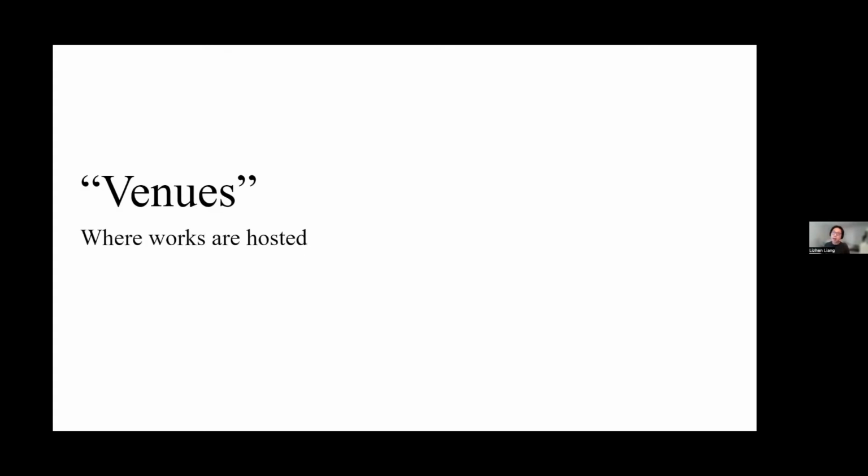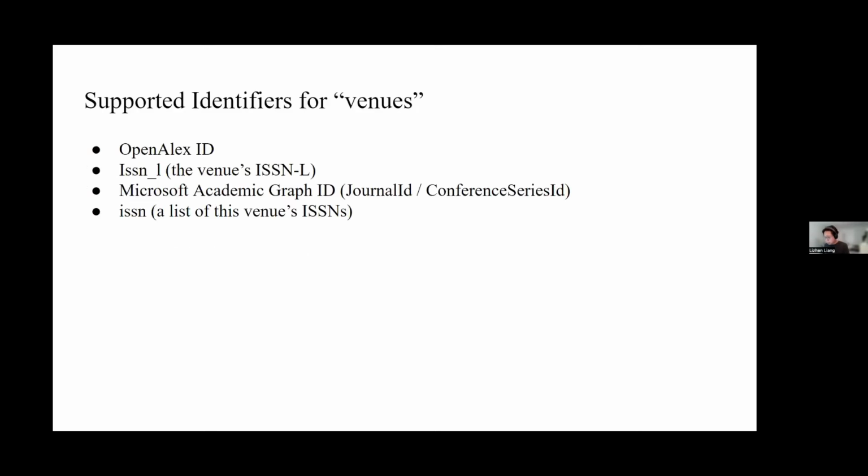In many other scientific databases, they usually have journals alongside conferences. But in OpenAlex, they have venues including journals and conferences, and also many paper repositories such as arXiv. They also have many external links.